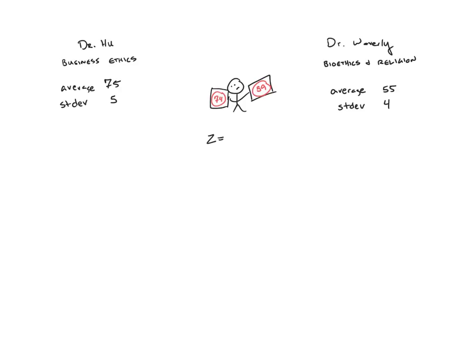Now, in general, z-scores are always our observation, which we'll call x, minus our average, which is x bar, divided by our standard deviation, which for these is s, because these are samples. Once I know this, all I have to do is go ahead and find the z-score for both of these results. Over here, the z-score for Dr. Who's class will be x minus x bar over s, or 74 minus 75 over 5. This gives me negative 1 over 5, or negative 0.2.